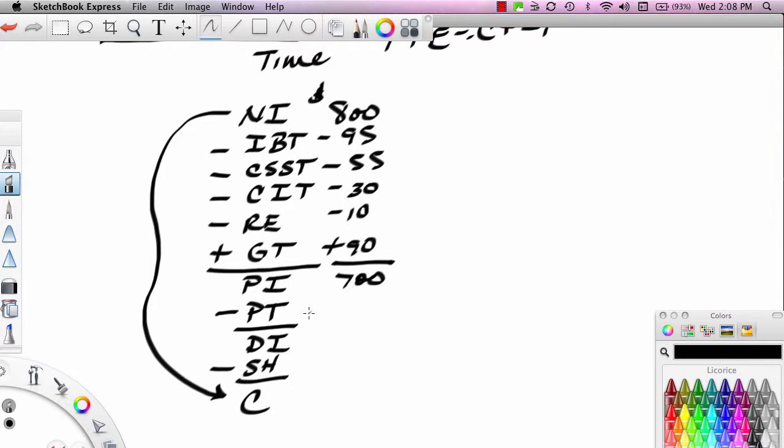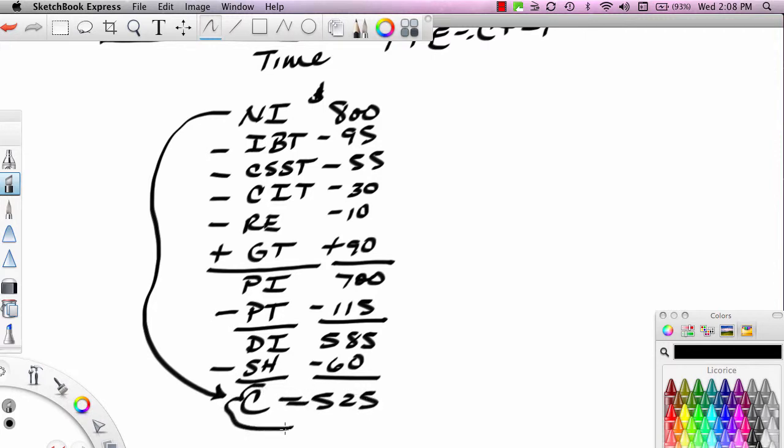Then if we subtract personal taxes of 115, you're going to get disposable income of what? Well, that's going to turn out to be 585. And then if you subtract saving by households of 60, you're going to get C of 525. Now look, I could give you C, and that would obviously shorten the calculation time of this problem, but I expect that you know how to go from national income to C.